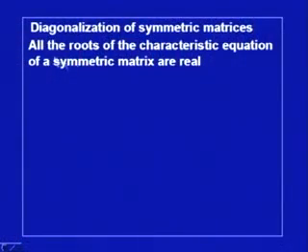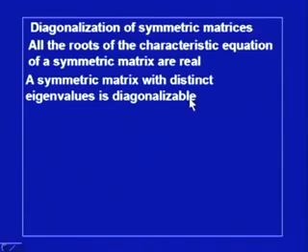Now, we talk about diagonalization of symmetric matrices. This is important because we have already seen that all the roots of the characteristic equation of a symmetric matrix are real. So, this is one condition for diagonalization of a matrix. All the roots should be real, then if they are distinct, it is diagonalizable. So, if all the roots of the characteristic equation of a symmetric matrix are real, a symmetric matrix can be diagonalized. Further, a symmetric matrix with distinct eigenvalues is diagonalizable. So, symmetric matrices are one category of matrices which can be diagonalized.